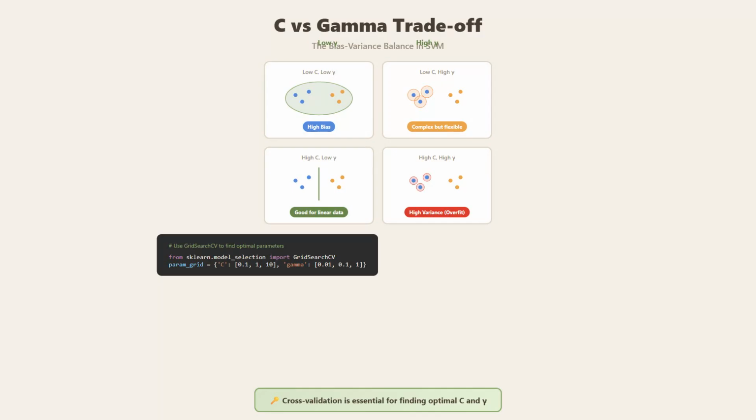The practical lesson here is that you need to tune C and gamma together. The best approach is to use grid search with cross-validation. Try different combinations of C and gamma values and see which pair gives the best validation performance. The code snippet shows how to do this using scikit-learn's grid search CV function.